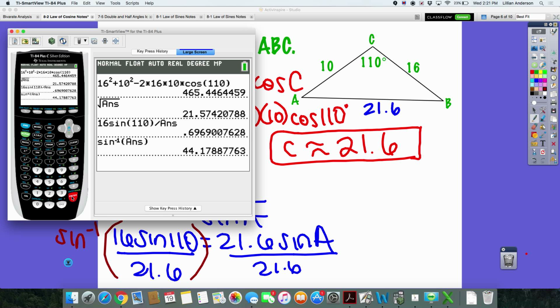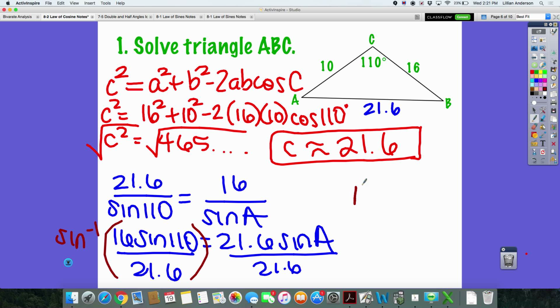You got 0.7. I got 1.4. Because that answer button can only be used for the previous answer. So if you accidentally type in something else, it's going to pull the last answer that you asked it to calculate. So angle A is 44.2.